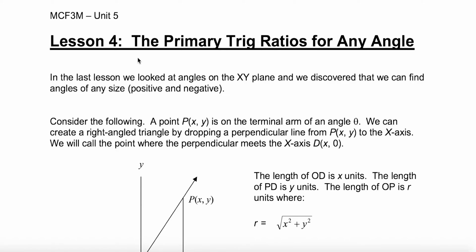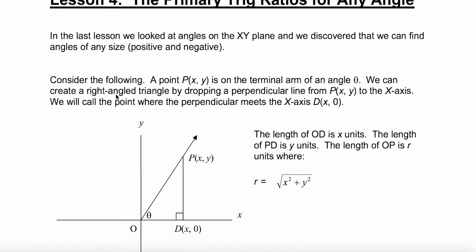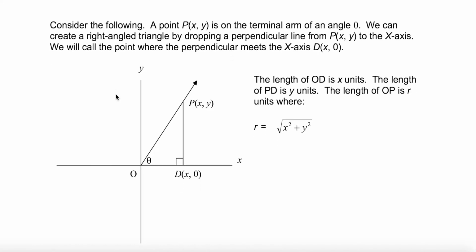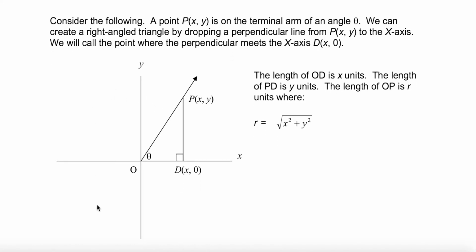Lesson 4 is on the primary trig ratios for any angle. In the last lesson, we looked at angles on the xy plane, and we discovered that we can find angles of any size, positive or negative. We were looking at coterminal angles in the last lesson. Consider the following. We're going to look at quadrants of the Cartesian plane.